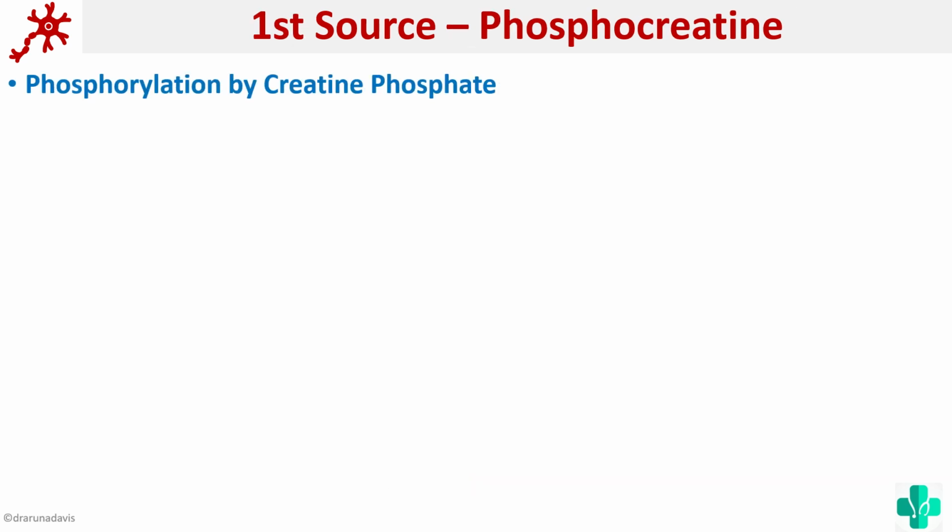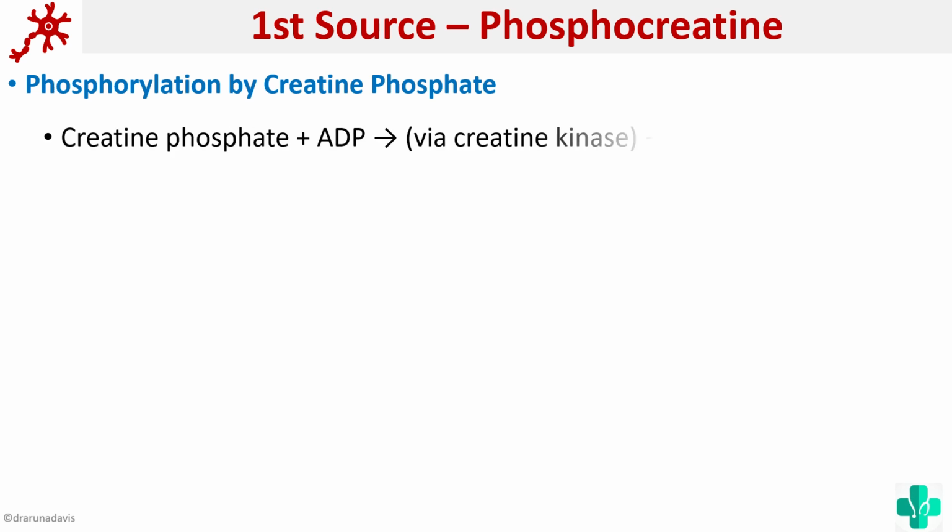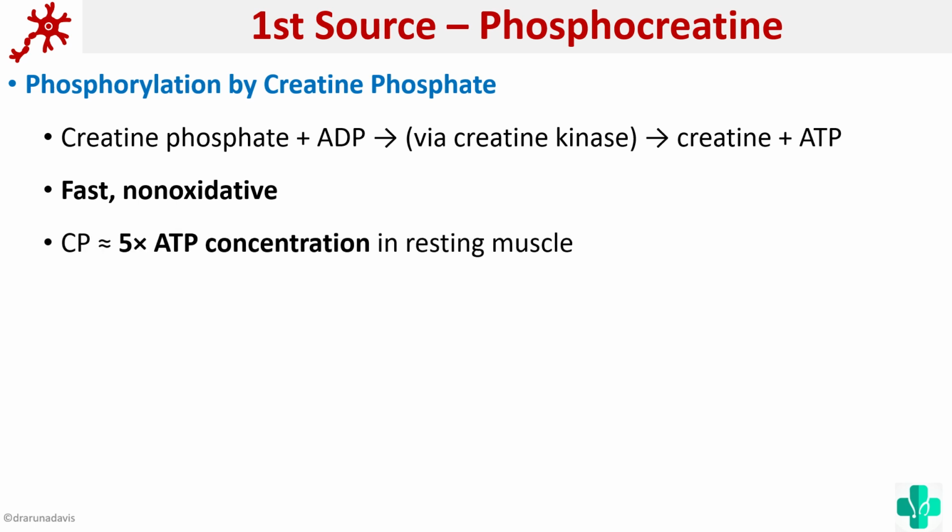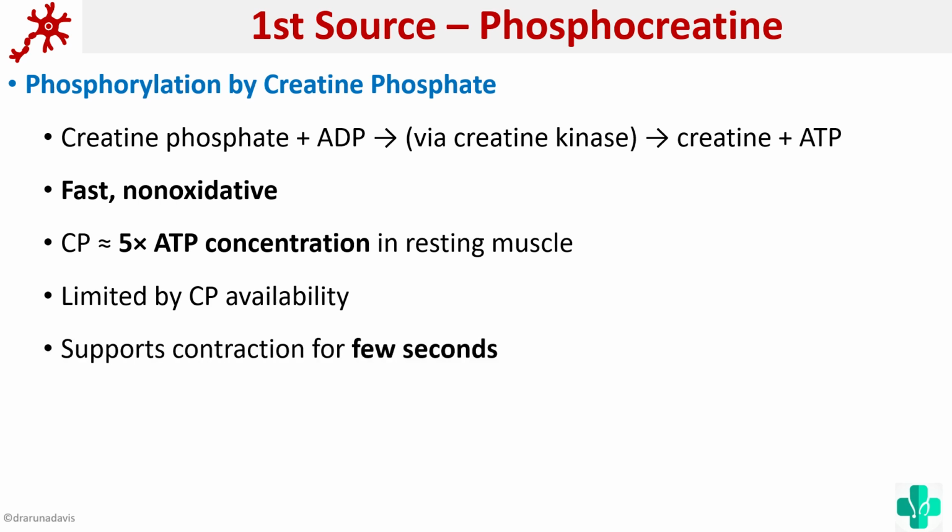So we have phosphorylation by the creatine phosphate, so that it gives its phosphate to ADP, and the reaction is catalyzed by the enzyme creatine kinase so that ATP can be released. Now this is very fast, non-oxidative, and the amount of creatine phosphate inside a muscle is also 5 times more than that of the ATP. But the problem is, for short exercises this might be enough, but the availability of creatine phosphate might be a limiting factor. So it can support contraction for a few seconds, but not for so long.